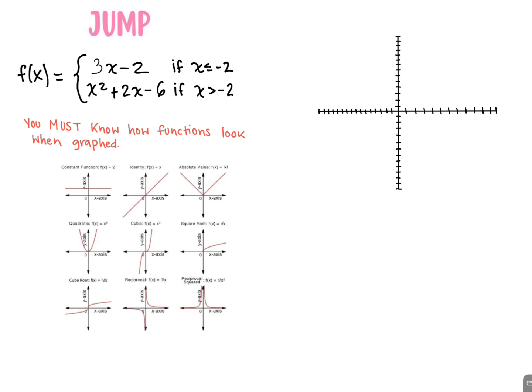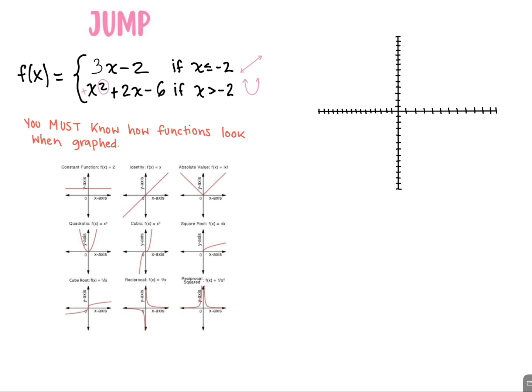Let's apply what I just told you guys about knowing how these functions look. The first function is linear, right? And it has a positive slope. So it's going to look something like this. The second function is a quadratic, and we know that because the x is being squared. And it's positive right here in front. It's a positive 1. So this quadratic is going to be pointing upwards. These are how my 2 functions are going to look.